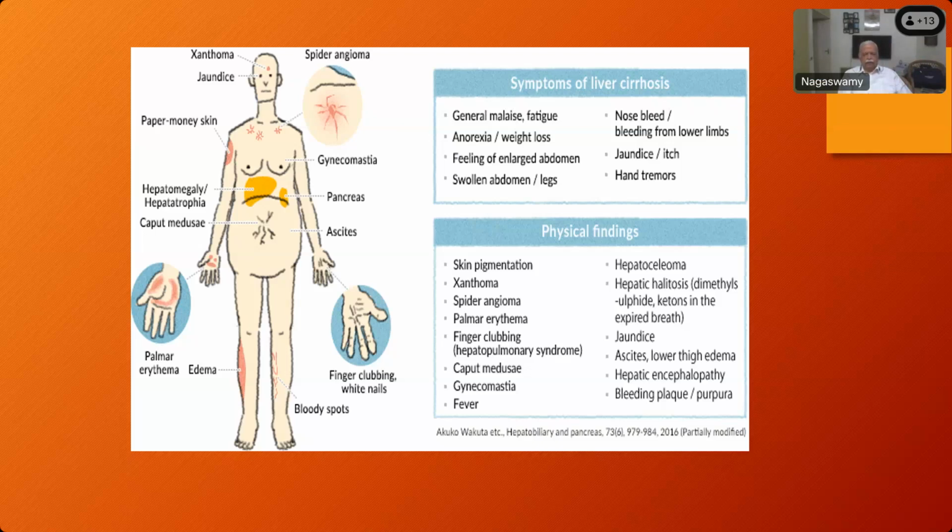Clubbing happens because of the theory regarding platelet growth factor. Very good. This is the platelet growth factor. Then hypoxemia. See, whenever there is hypoxemia, what happens in respiratory pathology? The mechanism is described due to hypoxemia.